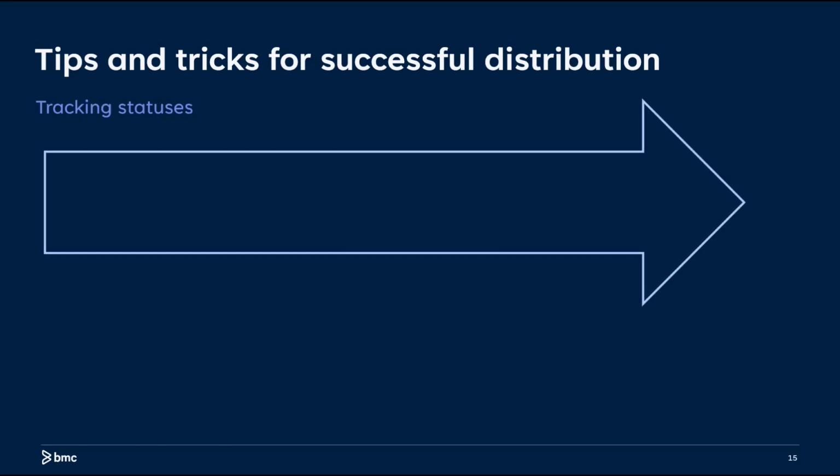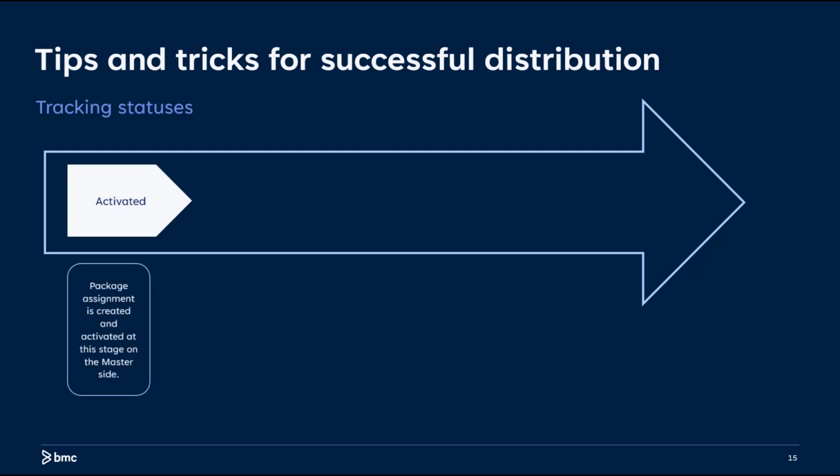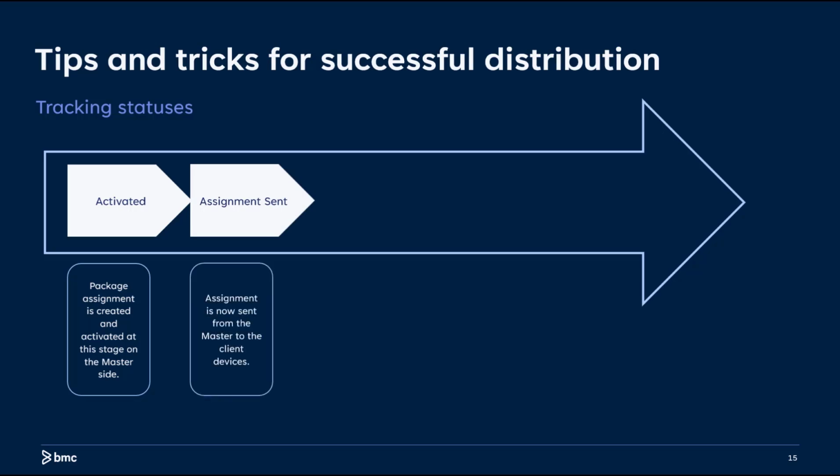Tracking statuses will help you understand where exactly the failure is. To start with the activated stage, here the package assignment is created and activated on the master side. On the second stage, assignment sent, the assignment is now sent from the master to the client devices. The master sends the assignment order to client devices through its asynchronous actions module, which then passes it to the target using the relay's asynchronous action module.